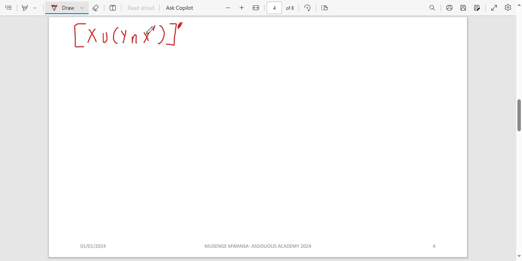So here is a question. They've asked us to simplify as far as possible: X union Y intersection X complement outside. Now, if they ask you to simplify a set as far as possible, the meaning is you should not see the same letter two times. I can see X here. I can also see X here. As long as I can see the same letter two times, it means that I've not simplified.